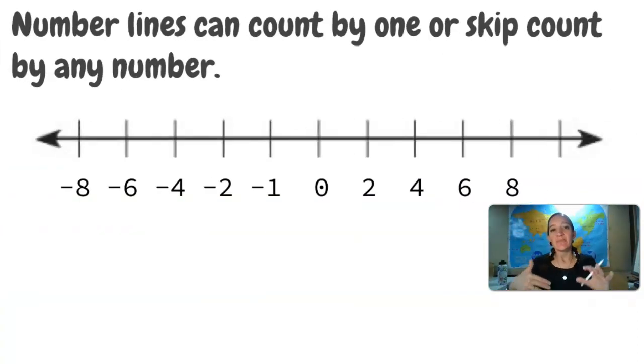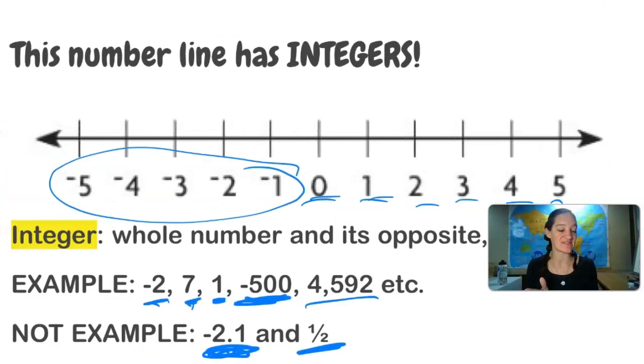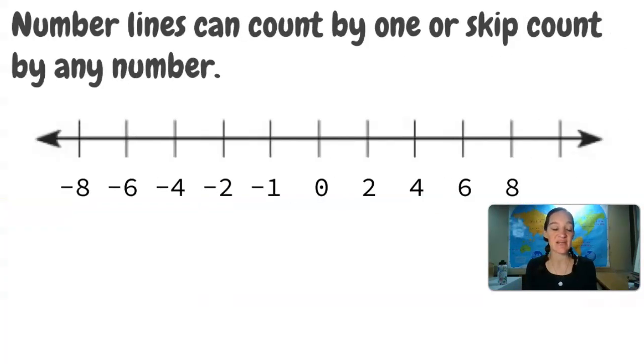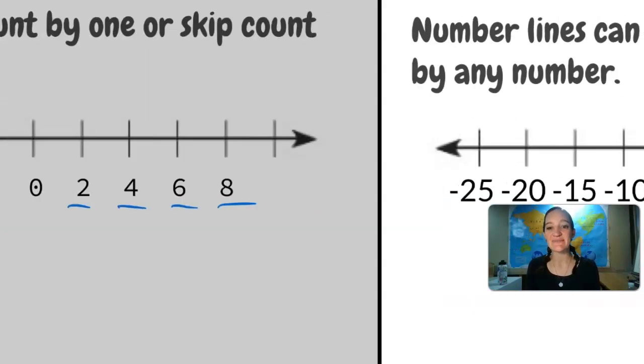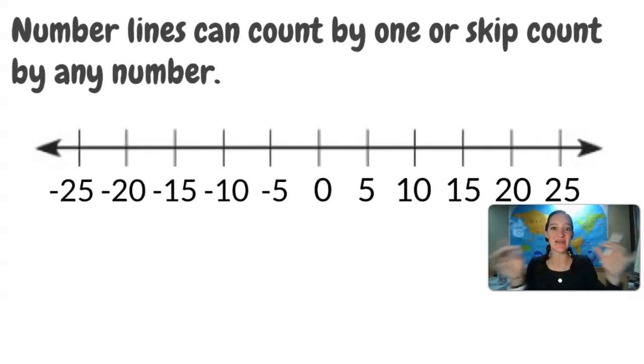All right? Because we're going to be doing a lot with number lines, I want to show you some different examples of number lines. Number lines don't always have to count by ones. Sometimes number lines can count by 2s. Sometimes number lines can count by 5s or 10s or 50, or I've seen number lines that count by 100.